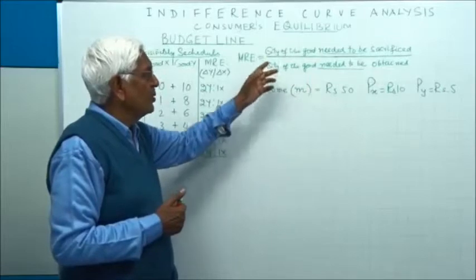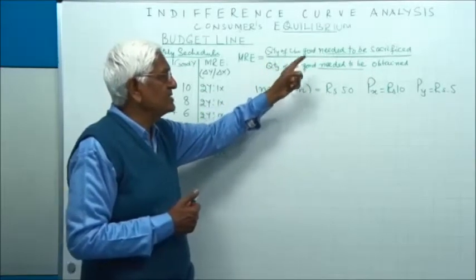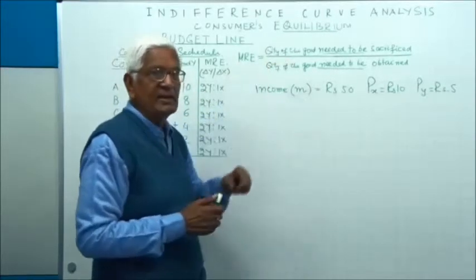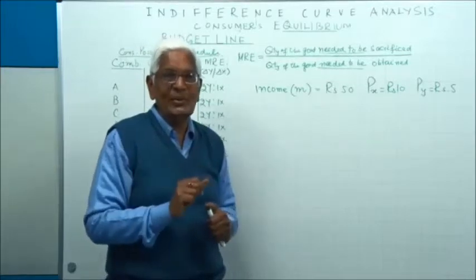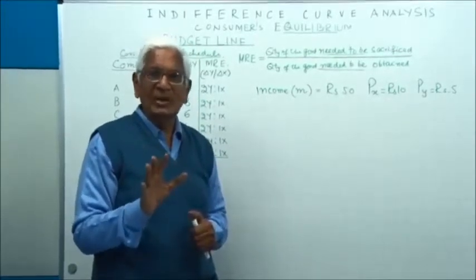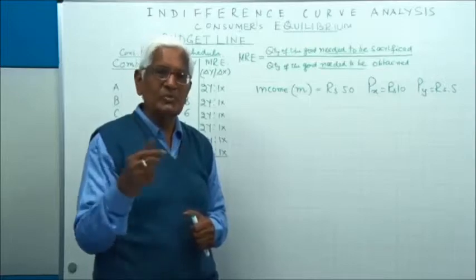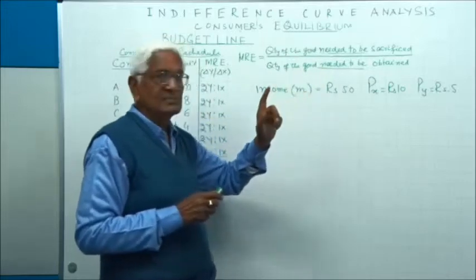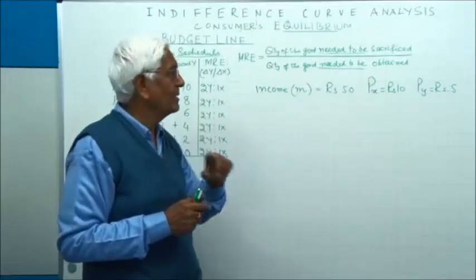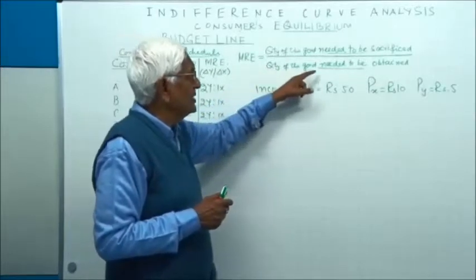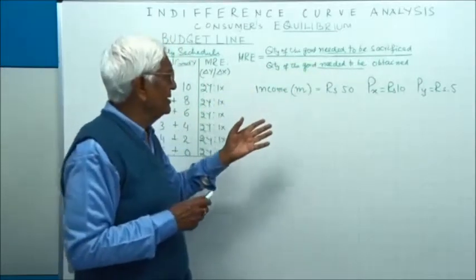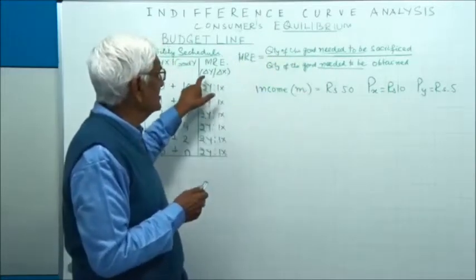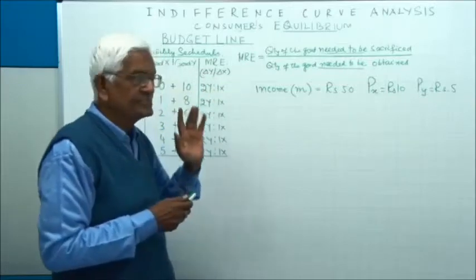And this definition, or how it is calculated, is given here. Quantity of the good needed to be sacrificed. 2Y is needed. Remember, I have underlined the word needed so that you may not confuse it that consumer wants to pay it. Consumer doesn't want to. What consumer wants to pay is revealed by MRS. This only reveals what he has to pay. And quantity of the good needed to be obtained, which is similar. Now, in our case, since quantity of the good needed to be sacrificed is Y, so it's delta Y upon delta X.